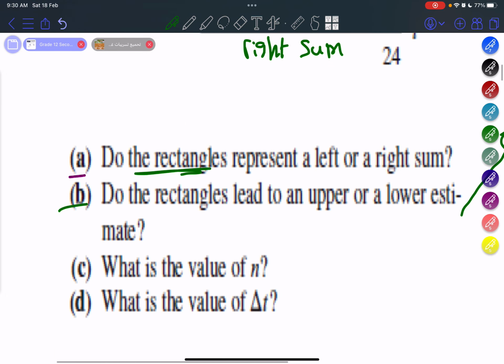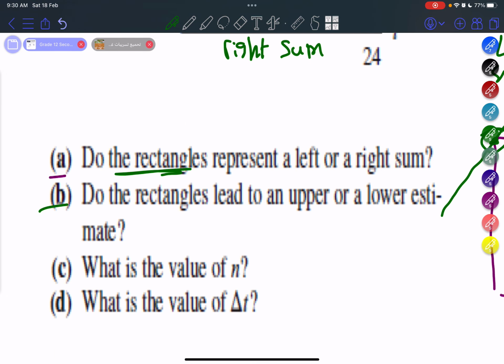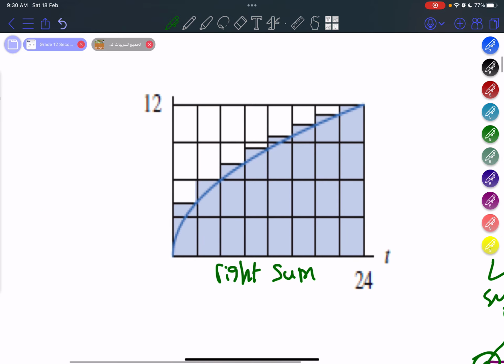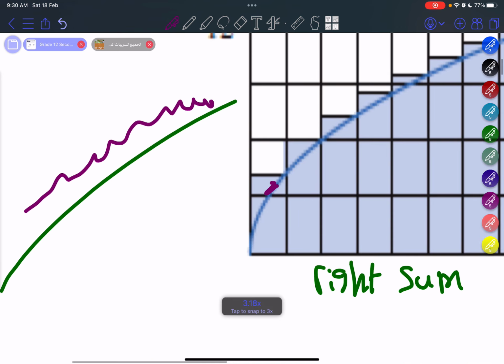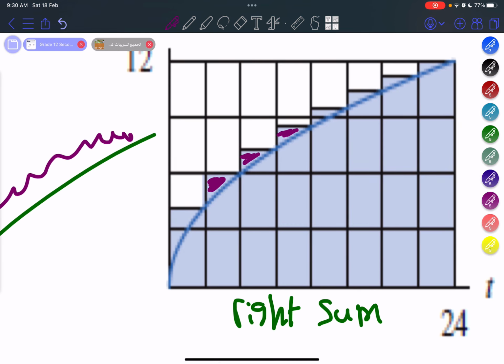Moving on to question B. Do the rectangles lead to an upper or lower estimate? So we have the curve. If we have area above the curve, like this, we see there's still room over the curve, part of the rectangles over the curve. We call this an overestimate.